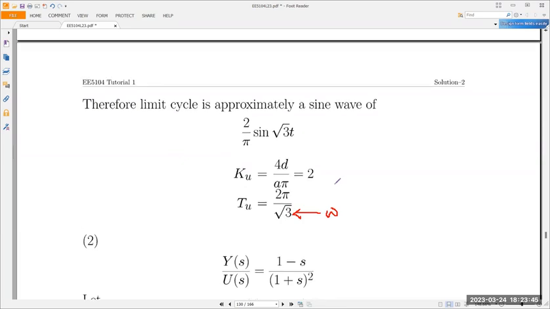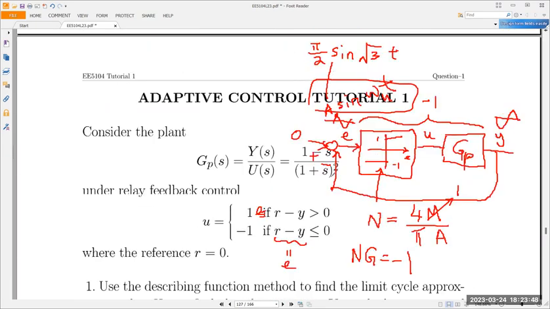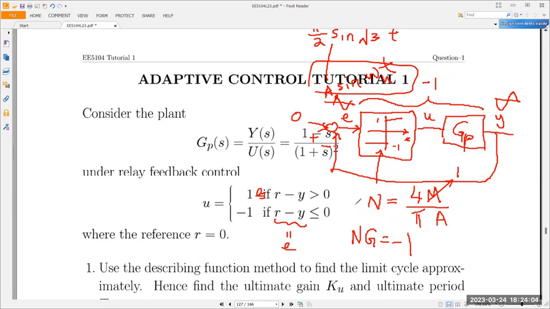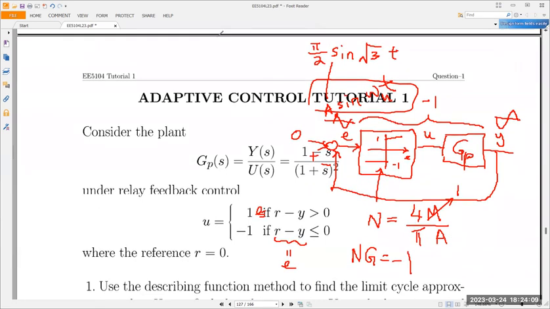What is the ultimate gain? It is the gain that produces the limit cycle or the sustained oscillation. So what is the gain of this? The gain is the describing function N, which is 4 over pi A, and what is A? A we found is pi over 2. So that's it, this gain will be the ultimate gain. We stick in pi over 2 for A here, then you will find the ultimate gain.